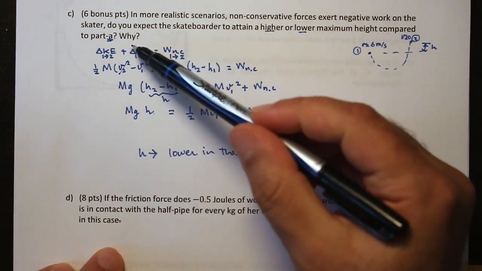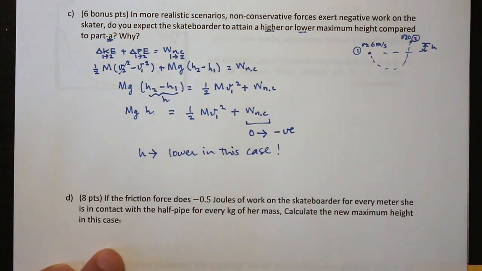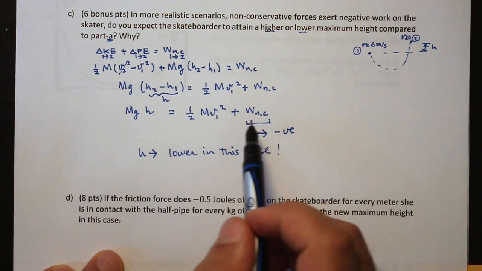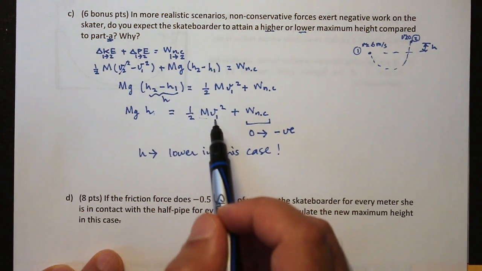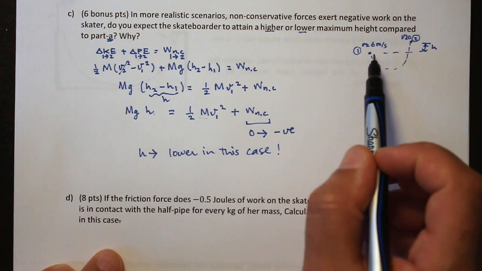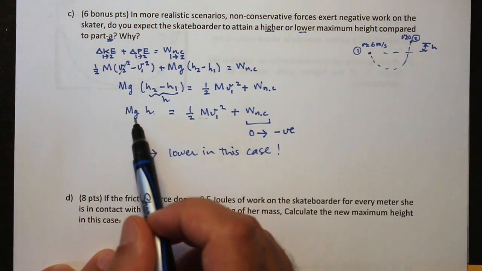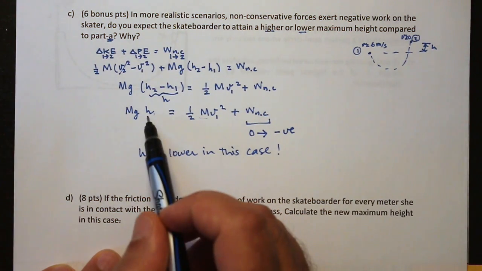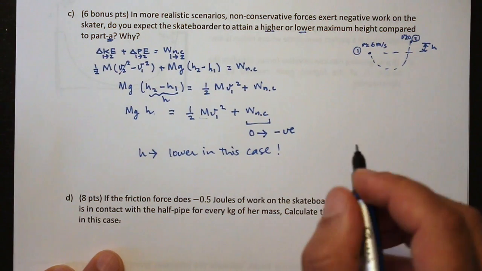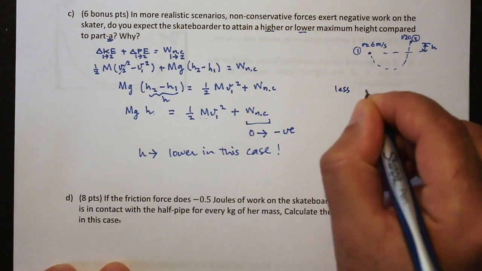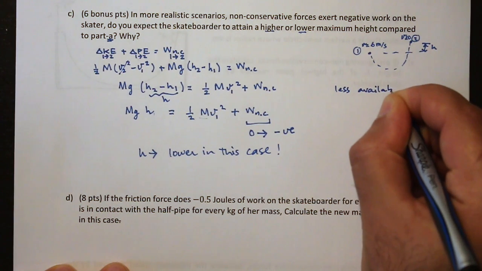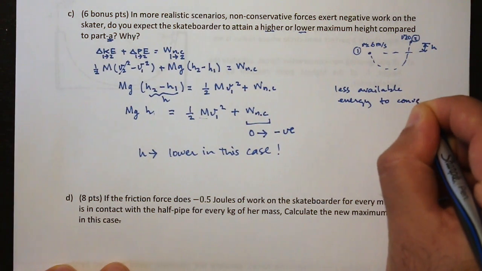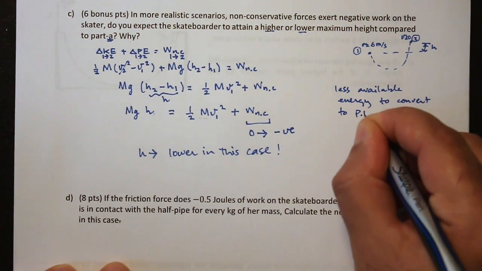And this is the proof right here. Why? Because now, when I'm doing negative work with non-conservative forces, I'm going to take away from the kinetic energy that I started with, and I'm going to have less energy left to attain some difference in height to transfer to potential energy, which means that the height is going to be lower. So less available energy to convert to potential energy.